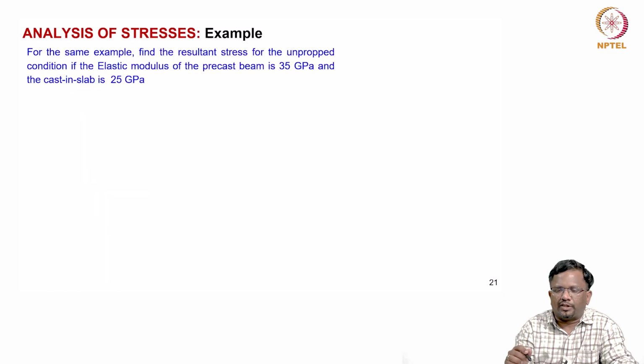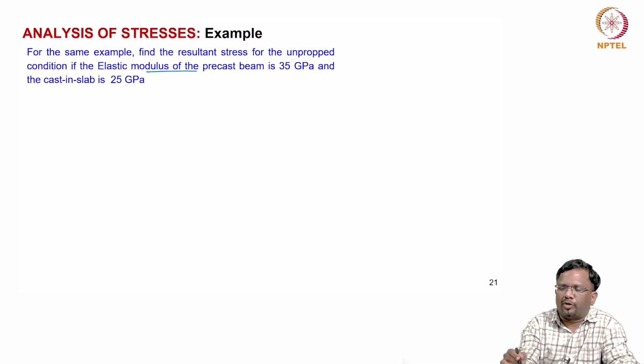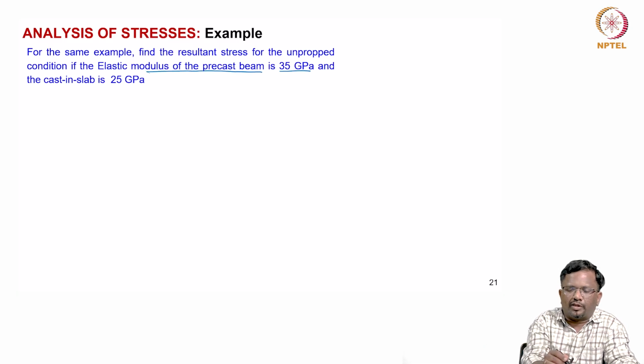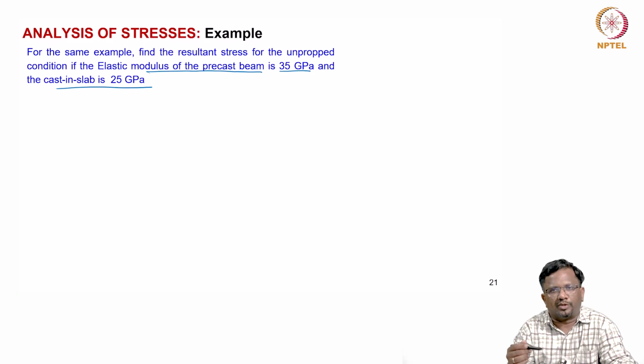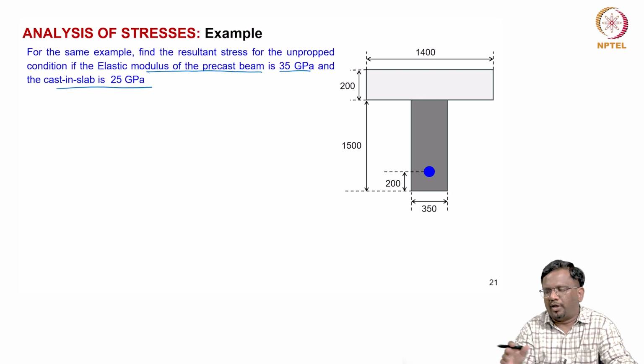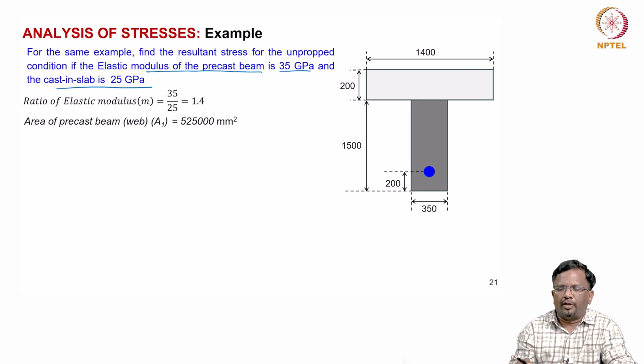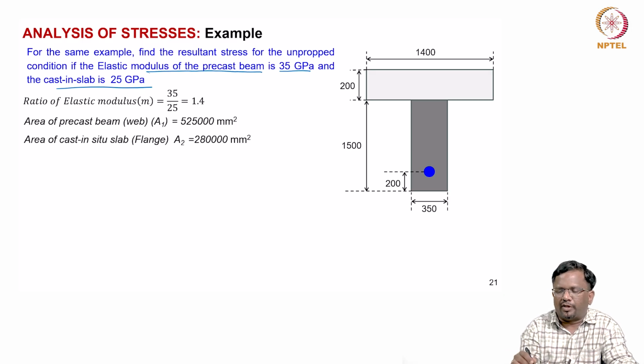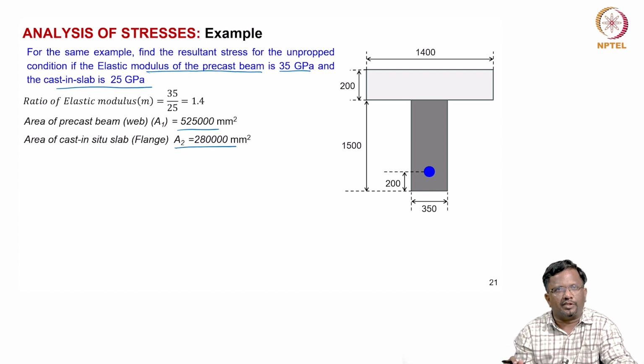Okay. Now, let us see the same example. Let us try to find the resultant stresses for unpropped condition if the elastic modulus of the precast beam is 35 gigapascal and the cast in place slab is 25 gigapascal. Using these different values of elastic modulus, let us see how we do the calculation. And this is your standard section we have already done. So, the modular ratio, if you use the higher value, is 35 by 25, which is 1.4. So, the area of the precast web we have already done, and the area of the cast in place flange is 280,000, which you have already done.